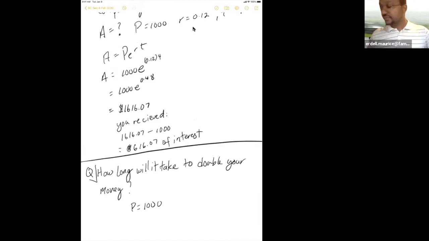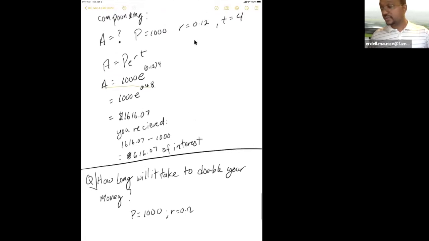I know the interest rate is still 12%. That's a pretty good interest rate, actually. But the question is asking us how long, and so the time is an unknown value, and so we have to work to find out the time. The question said how long, so you have to work to find out the time that works for this equation.